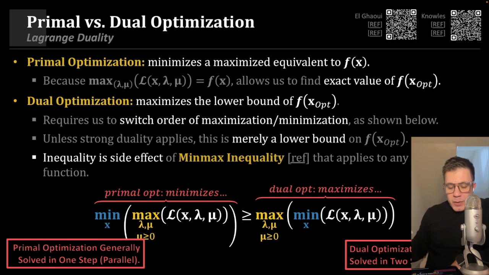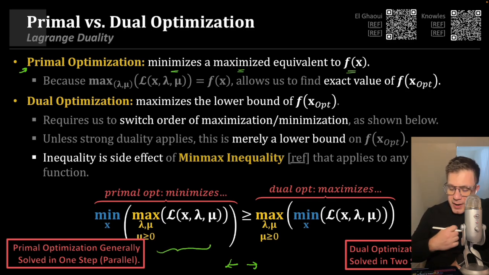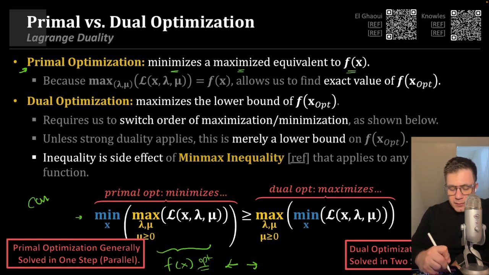All right, so we've already investigated how to apply primal optimization, or traditional optimization, right? This minimizes a maximized equivalent to f of x, and you can see that on the left-hand side here. Again, what we do is we maximize the Lagrange function with respect to mu and lambda, which gives us a good approximation of f of x, and then we simply apply the minimization to that to give us the optimal solution. But on the previous slide we asked the question, what if we can't do this? What if we can't use this order?